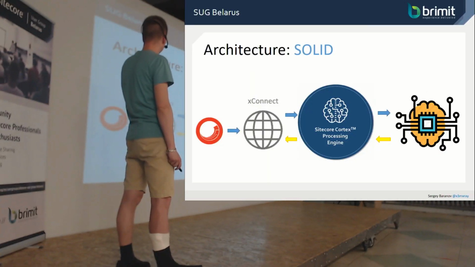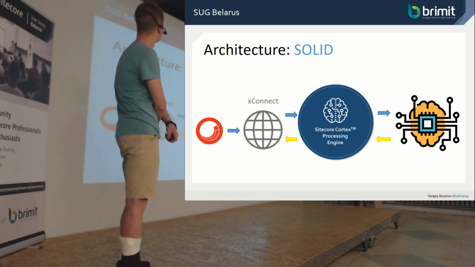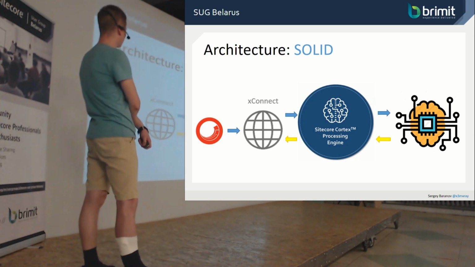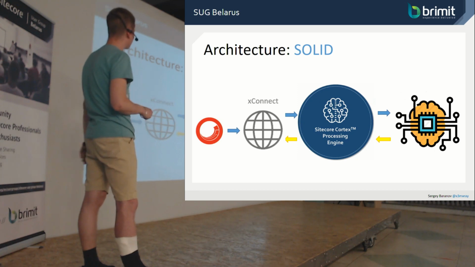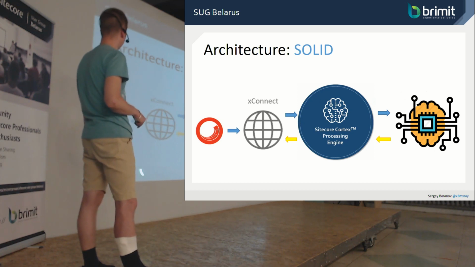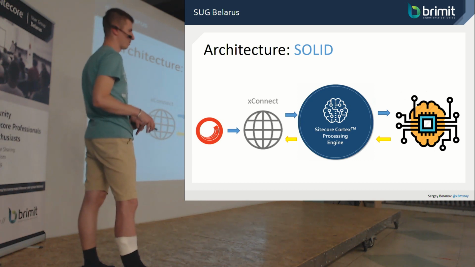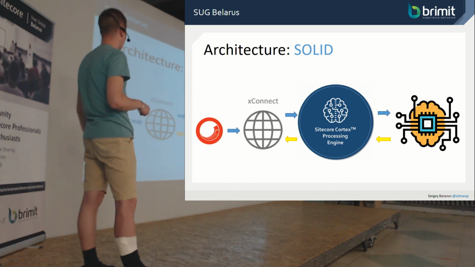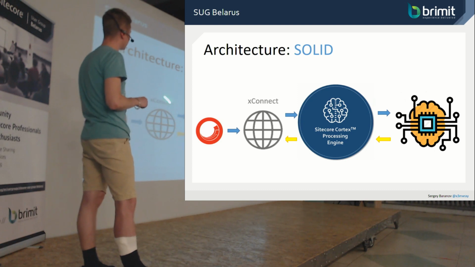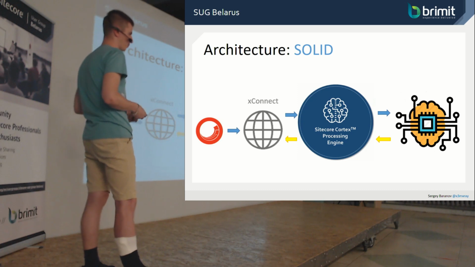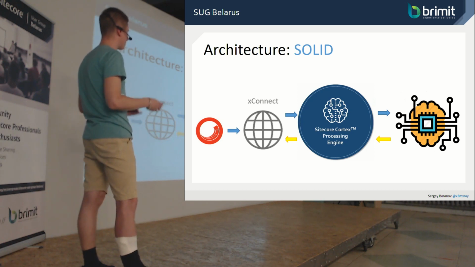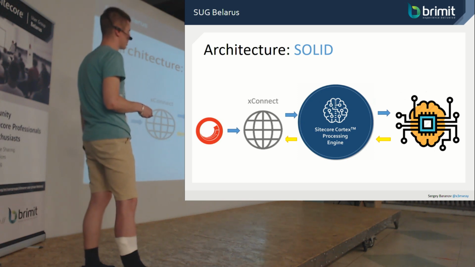Okay, let's speak a little about architecture patterns. The first pattern is named solid architecture. How does it work? You have Sitecore visitors with many contacts and interactions. All this information, when submitted, is stored in XConnect. Then Sitecore processing engine can extract this information from XDB, prepare your data so that machine learning can understand it, and push this data to machine learning.